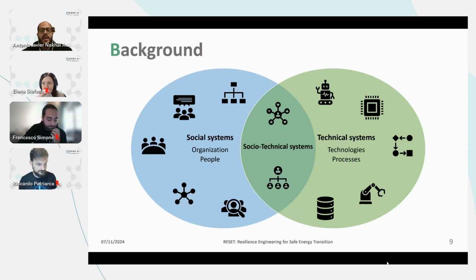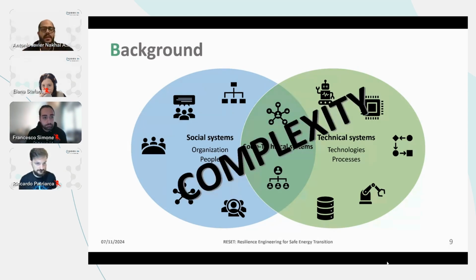Now, some background: we know that these industrial processes are called socio-technical systems, in which we have the social system, with the organization, the agents, and the human factors that control and manage the process. On the other hand, we have the technical system, which is our process and our artifacts, which really operate the process. Combining them, we have a joint cognitive system with interaction between these two worlds, which gives us a complex socio-technical system.